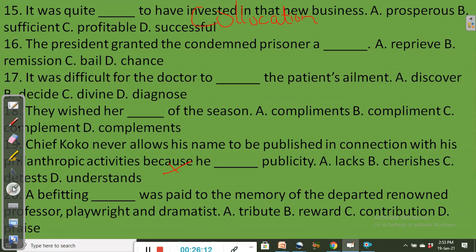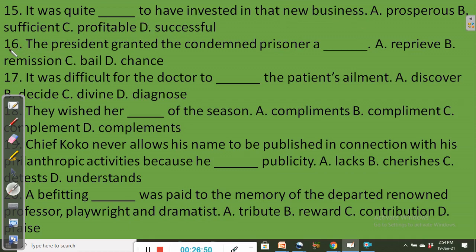Then question number 15. It was quite dash to have invested in that new business. All right. Let's try to wipe this so we can see quite clearly. It was quite dash to have invested in that new business. A, prosperous. B, sufficient. C, profitable. D, successful. Of course, profitable. You know, it was quite profitable, beneficial, useful to have invested in that new business.